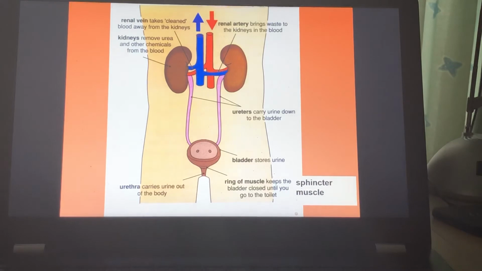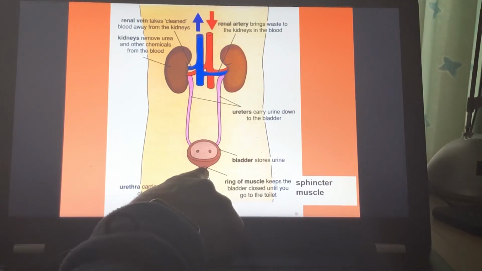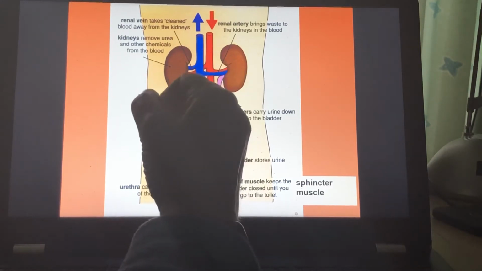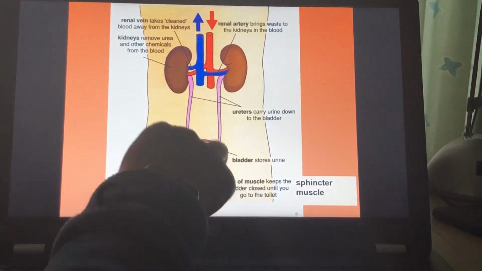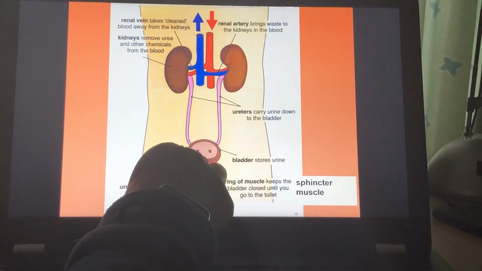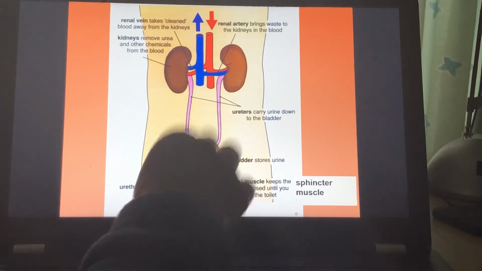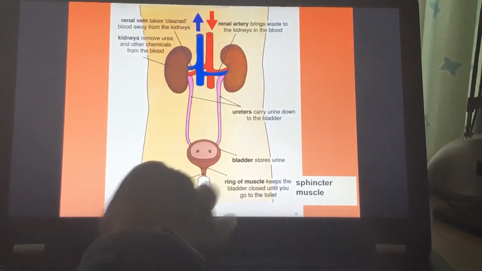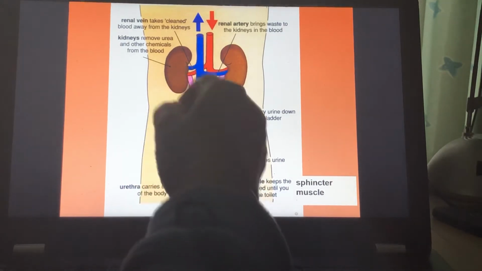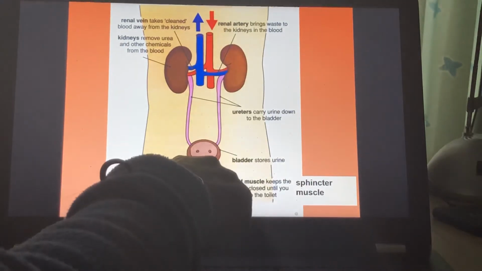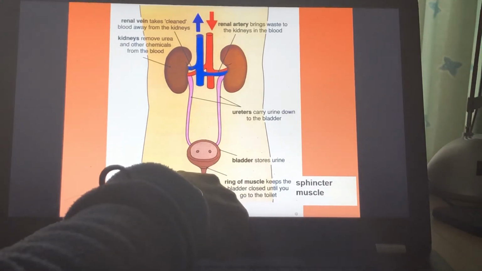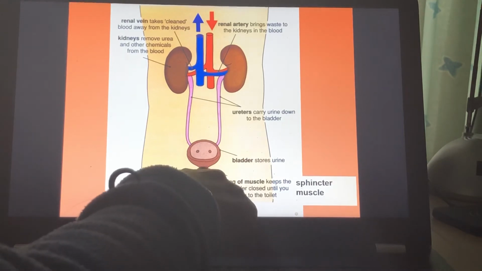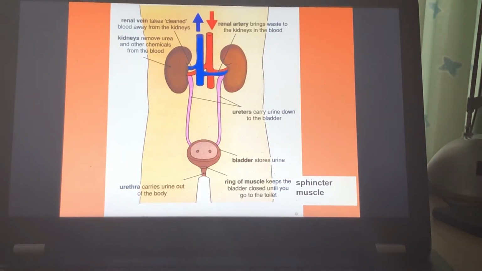The bladder will fill up, but there's a ring of muscle at the base of the bladder, and it's usually contracted. If it's contracted, it's closed over like that, and that means the urine flows in there but doesn't go any further. Whenever you go to the toilet, your brain sends impulses to that muscle to tell it to relax. It relaxes, it opens up, and the urine passes through this tube here, and this tube is called the urethra, U-R-E-T-H-R-A, urethra, and out of your body. So that happens when you go to the toilet.